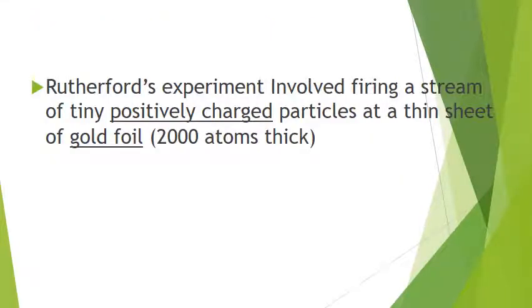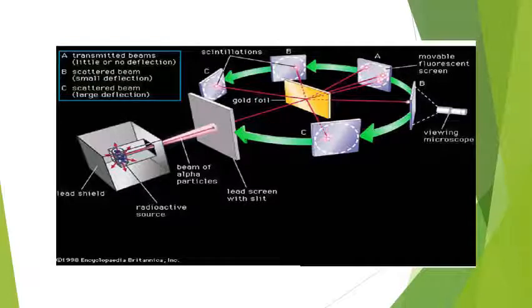And so what he did was he wanted to fire streams of positively charged particles called alpha particles at a thin sheet of gold foil, about 2,000 atoms thick. And the idea was this: you have his alpha particle gun, and they fire the alpha particles at the gold foil, and they would pass through, or they would be reflected, but he pretty much expected them to just pass through.